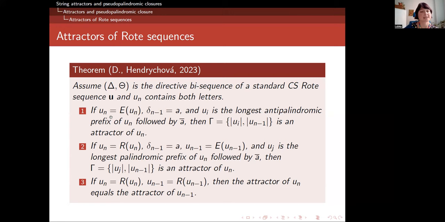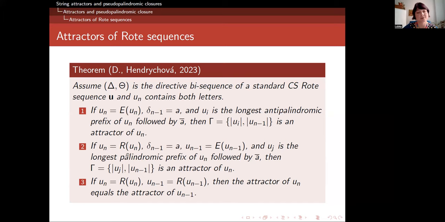So the first case is for u_n being an antipalindrome. Then denote delta_{n-1} by a, search for the longest antipalindromic prefix of u_n followed by the opposite letter, and then your attractor is of this form. So it is the length of u_i and u_n minus 1. Another possible situation is that u_n is a palindrome, delta_{n-1} is a letter a, the previous prefix was an antipalindrome, and you search for u_j being the longest palindromic prefix followed by, again, the opposite letter, and the attractor is of this form.